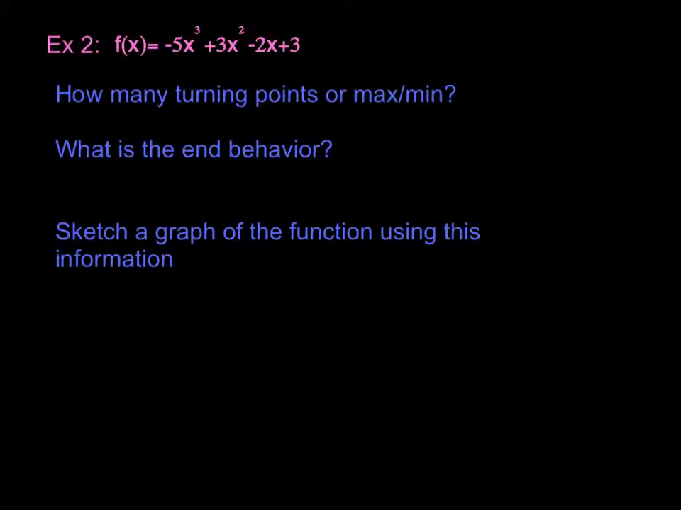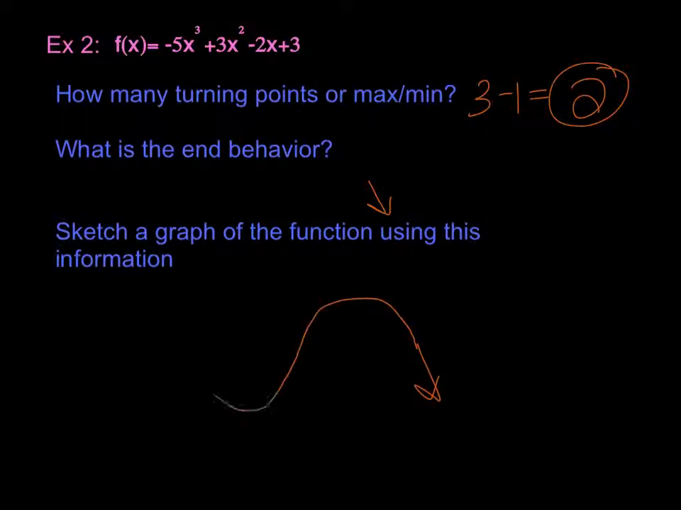Okay, next one. f of x equals negative 5x cubed plus 3x squared minus 2x plus 3. How many turning points? So my highest degree right now is 3. So my number of turning points is going to be 3 minus 1. So there's going to be 2 turning points. So my end behavior, without graphing it, I'll do this. I'm going to look at my leading coefficient. Since this is negative, that means my graph is going to point down on the right. If I have 2 turning points, then I'm going to just finish the graph. 1, 2. On the left, it's going to end up going up like this.